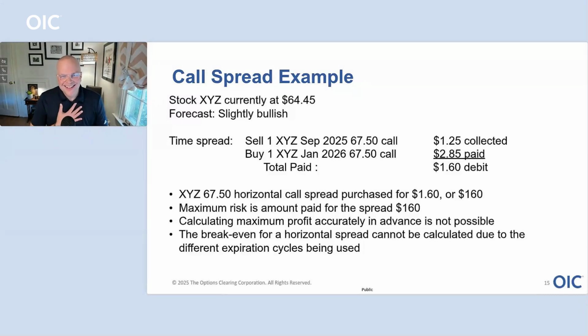I can't give you an exact P&L graph of what a time spread looks like, because the options have two different expirations. If both of these options were in the same month, I could give you an exact P&L graph of what this was going to look like depending on where the expiration was for that month, because both of the options would expire at the same time. But if that were the case, this wouldn't be a time spread, would it?